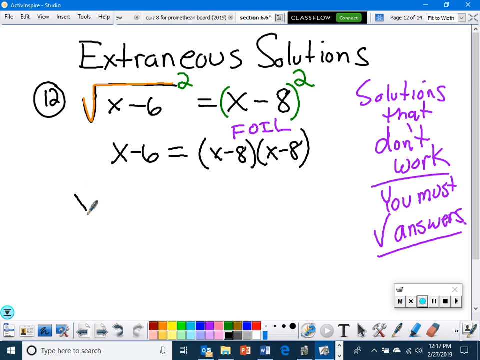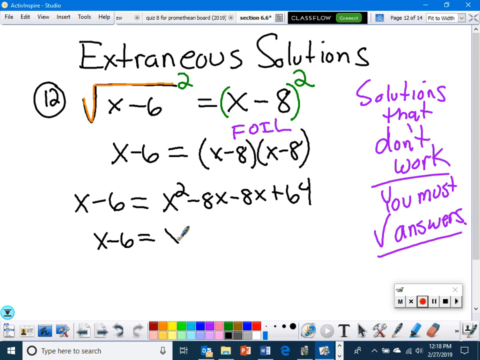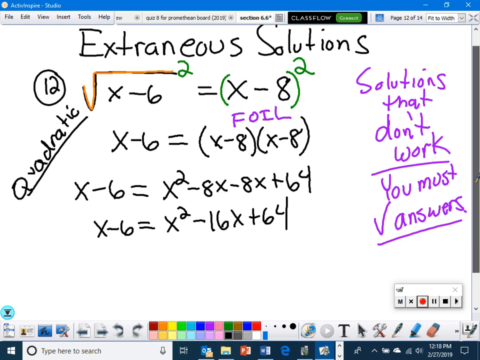So we still have x minus 6 here. FOIL: first terms, outside terms, inside terms, last terms. I'm going to simplify that a little further. So I have this. Combine like terms. Now, recall, ladies and gentlemen, in order to solve this quadratic, remember, you have to set it equal to 0.